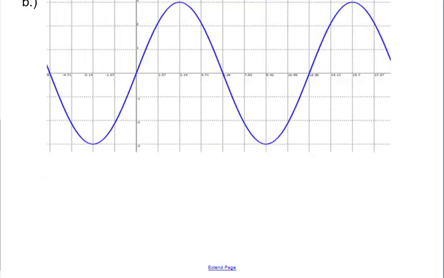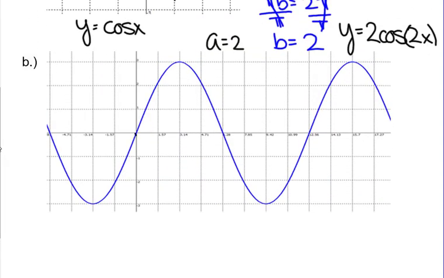Looking at our next function, this one, our y-intercept is at 0. That tells us we are going to be dealing with a sine graph.